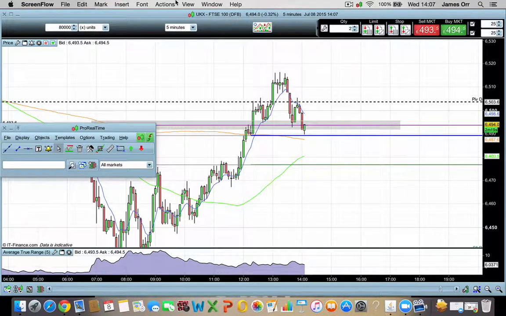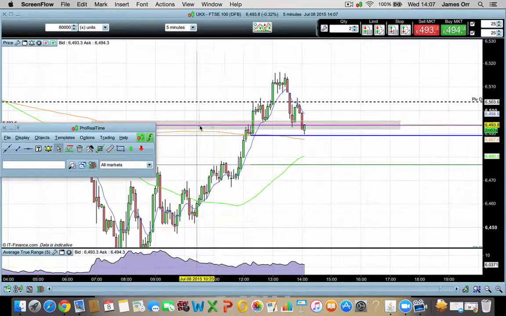It's Wednesday the 8th of July. I'm currently on the FTSE 100 and I'm in a trade. The reason I want to go over this trade with you is mainly to do with the stop that I've got on this trade and to show you how it works.